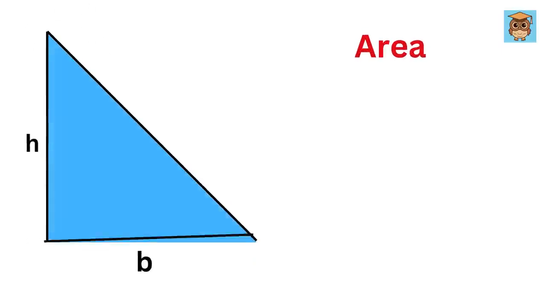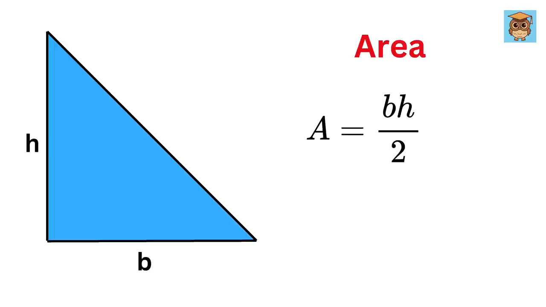When we think about the area of a triangle, especially a right triangle, the calculation is one of the simplest examples of geometry. It is simply base times height divided by 2, right? This formula works because a triangle is essentially half of a rectangle.